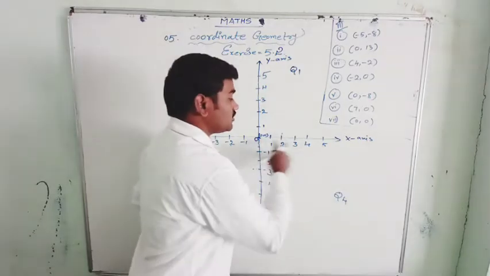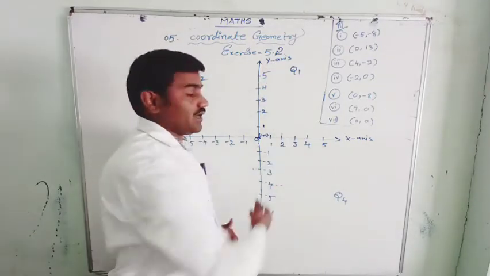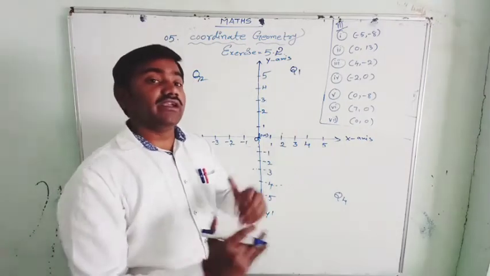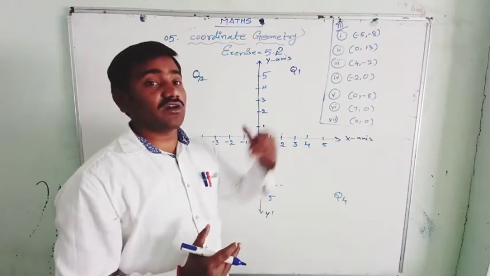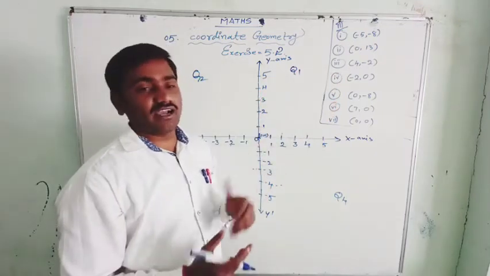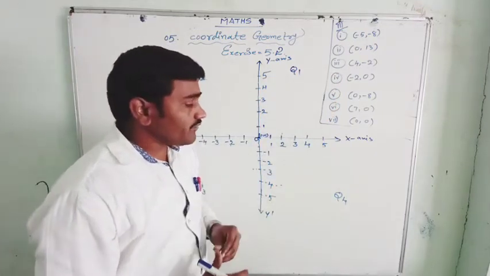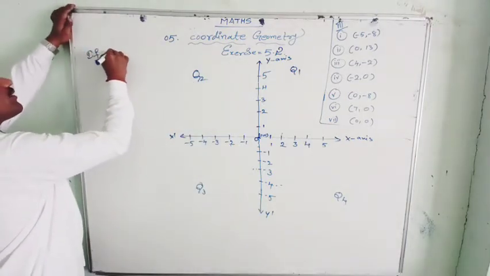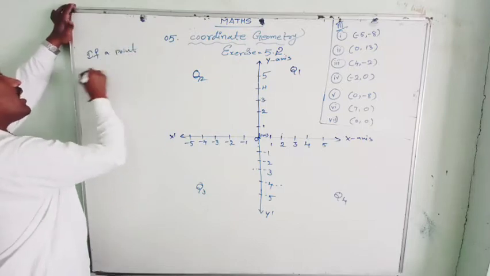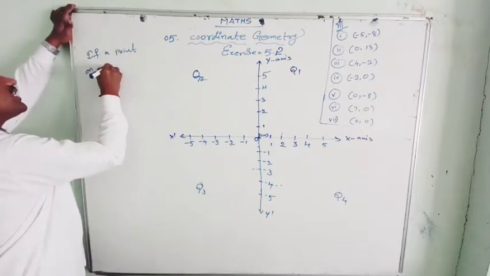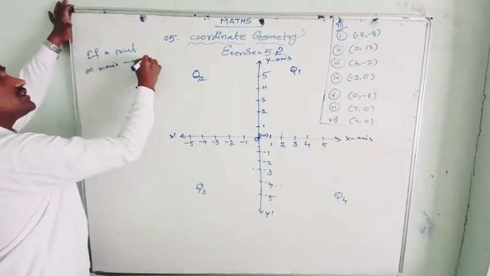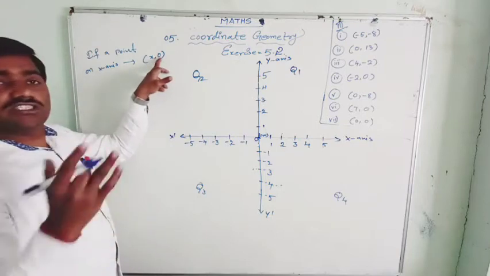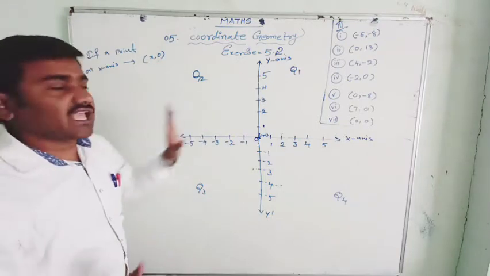Out of these 7 points, which lie on the axis? On the axis means they should be on the number line. They should not be in the quadrants. The points which are in a quadrant will not lie on the axis. We know it. Here we have to understand one thing. If a point is on the x axis, the general form is that the y coordinate is 0. If the y value is 0, the point is always on the x axis.